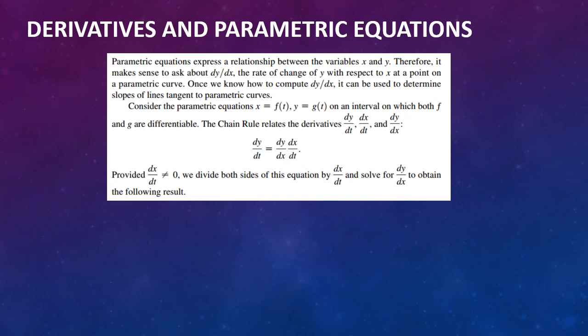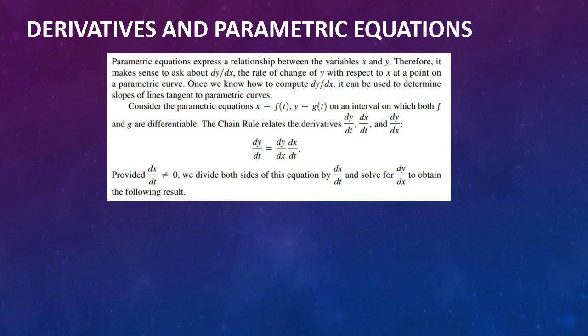Next, we look at derivatives and parametric equations. Parametric equations express a relationship between the variables x and y in terms of a third variable or parameter, typically t. Therefore, it makes sense to ask about dy/dx, the rate of change of y with respect to x at a point on a parametric curve. Once we know how to compute dy/dx, it can be used to determine slopes of lines tangent to the parametric curves.